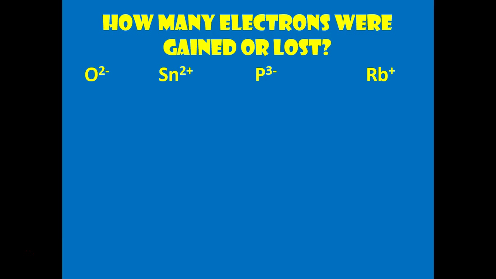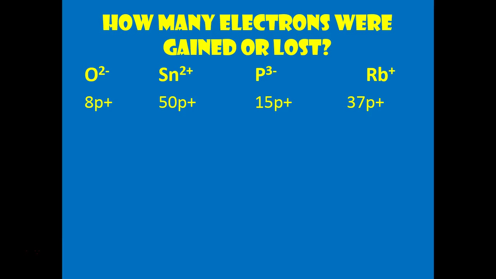Okay, so now we're going to talk a little bit about charges here. If we look at these, we can figure out how many protons they have based on their elements. All oxygens have 8 protons because oxygen is atomic number 8. All tins have 50 protons because tin is atomic number 50, etc., etc. Now what we have to do is think about what's going to happen to the electrons.